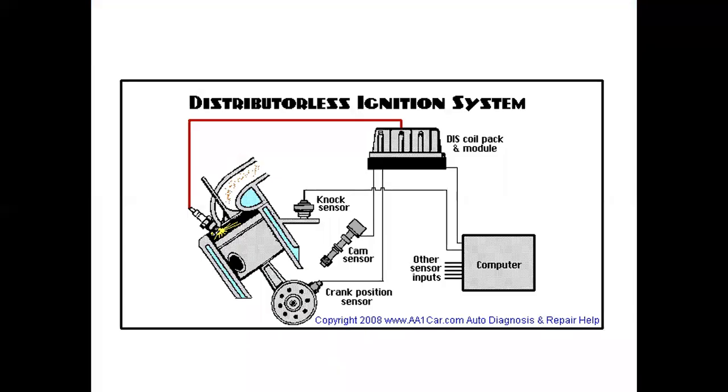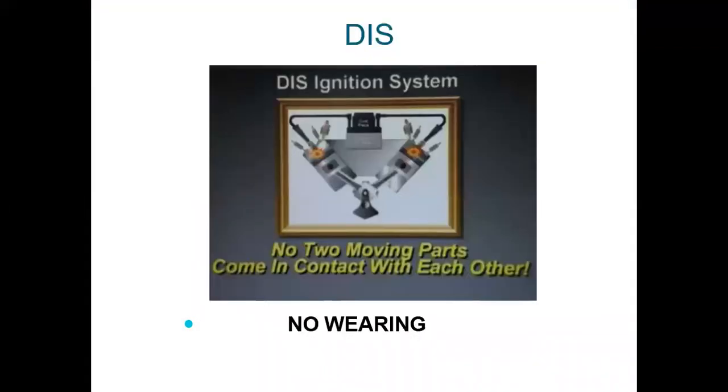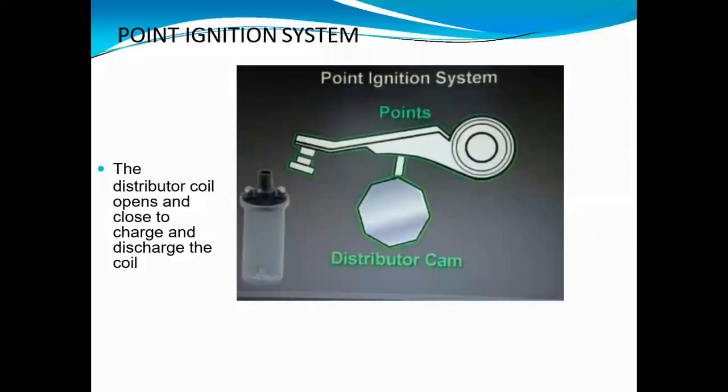The distributionless ignition. So this is the model, where there is no distributor between the spark plugs. It is done automatically by the cam sensor and crankshaft position sensor, and all the remaining values are controlled by the computer. In the point ignition system, there is a tune-up every 12,000 miles. In the DIS ignition system, there are no bearings. In the point ignition system, the distributor coil opens and closes to charge and discharge the coil.